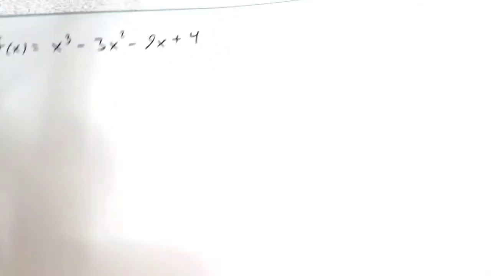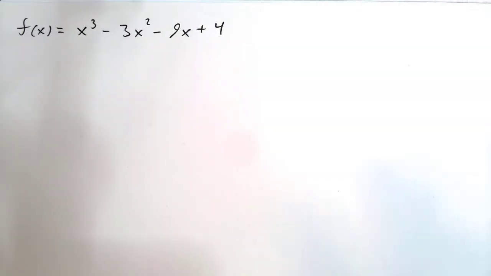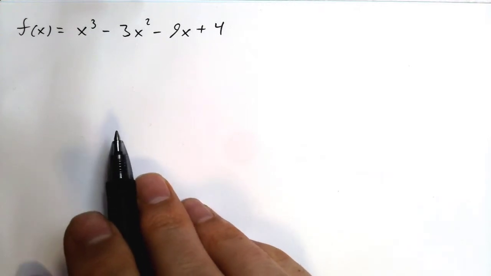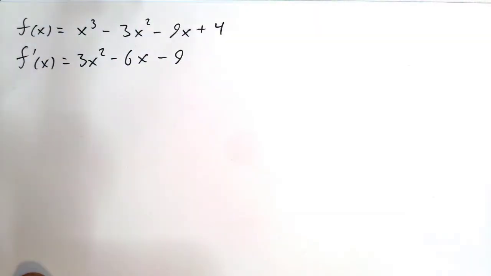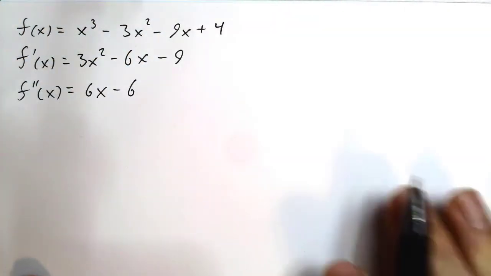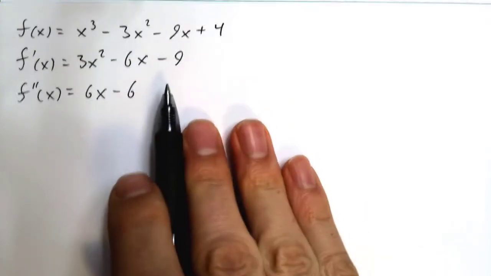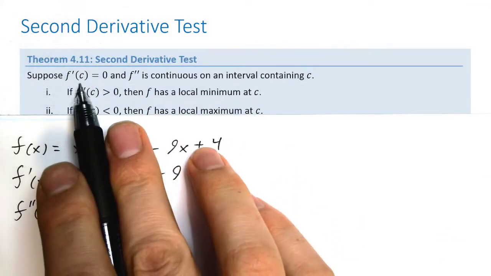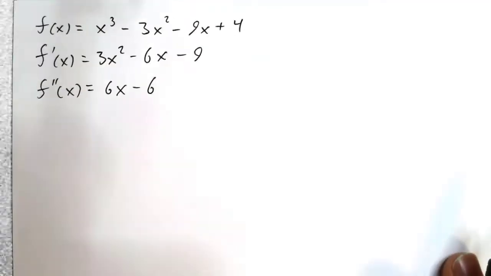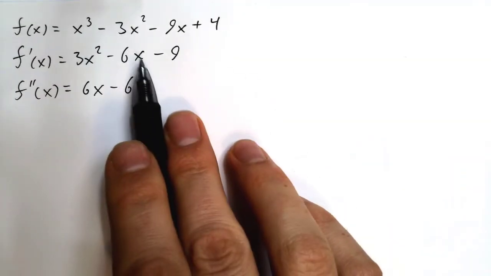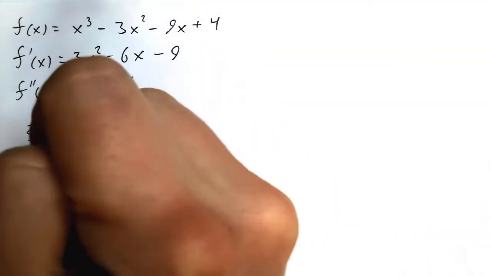All right, so here's our first function, and we will first compute the first derivative, and we'll need the second derivative for this test as well. And these should, like I said, be familiar to you from the previous videos. And remember what the second derivative test says we need to do. We need to find where the first derivative is equal to 0. So we're going to set this function equal to 0.